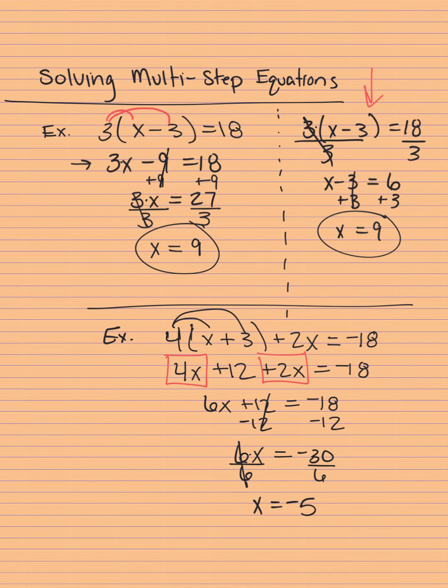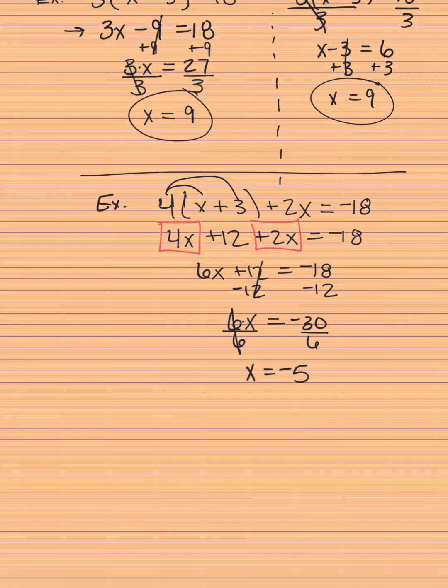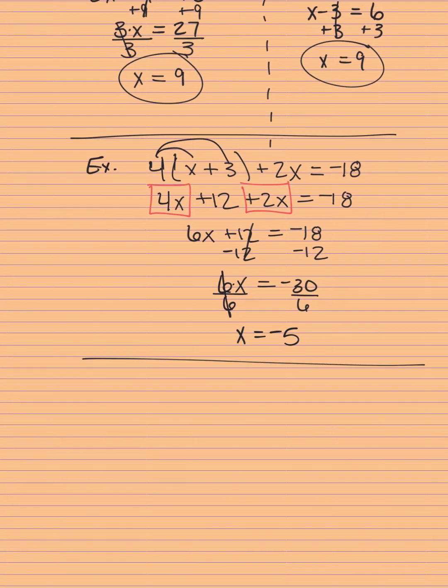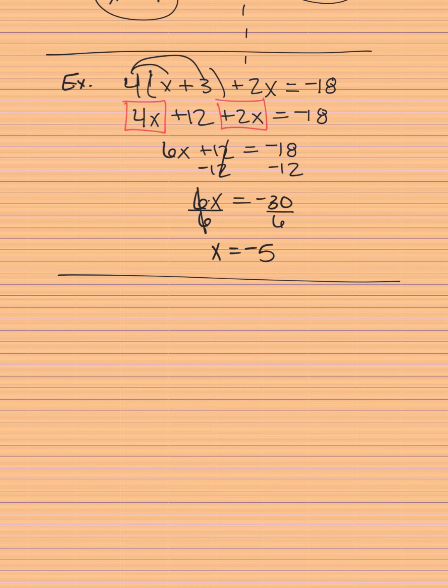Okay, we're going to look at one more example, and this is going to have a variable on both sides. And it's going to be really similar to what we were doing there. So let's say, let's look at a problem where we have some more simplifying to do also.